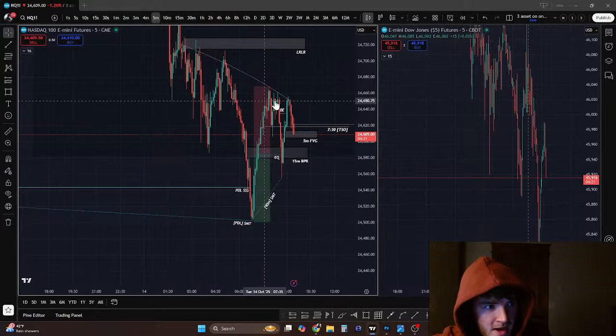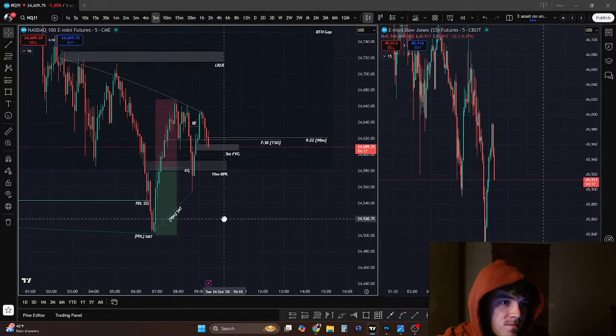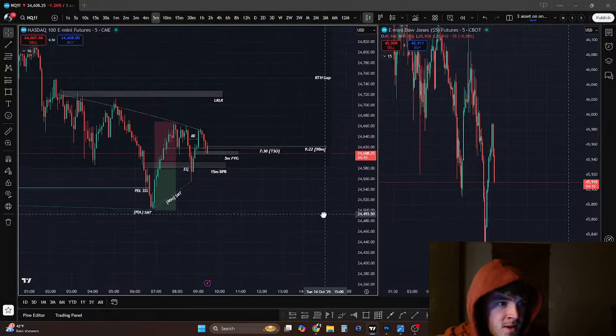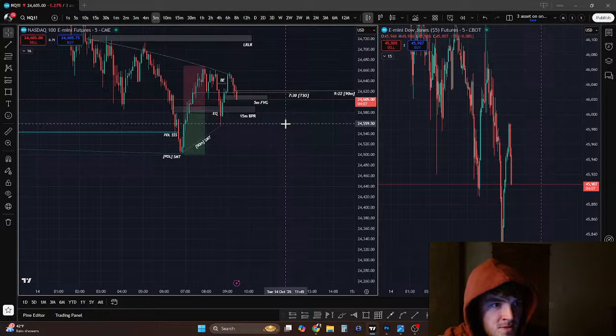I mean, this could be high resistance. It's possible. But with the RTH gap above, I'm leaning on the time-based SMTs. I'm leaning towards low resistance.